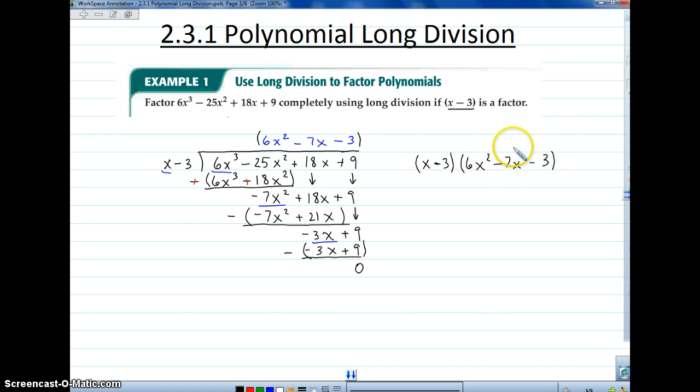And if you wanted to, you could FOIL this and you would see that it would go back to the original polynomial we started with. But our goal is to factor completely. So we don't want to distribute. Instead, we want to take this trinomial and factor it any further that we can.